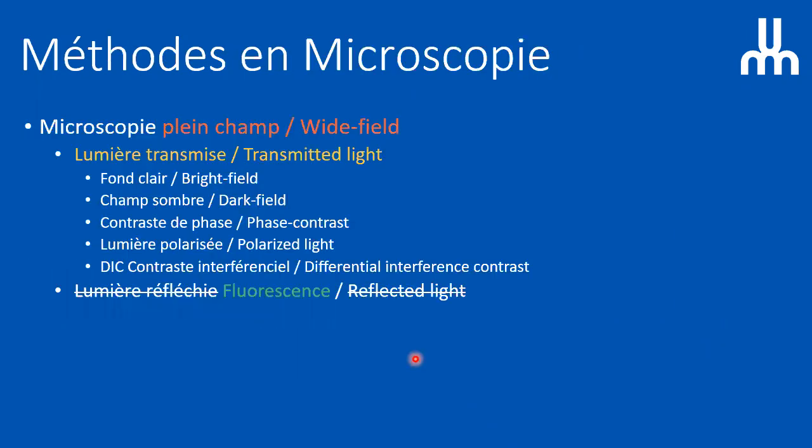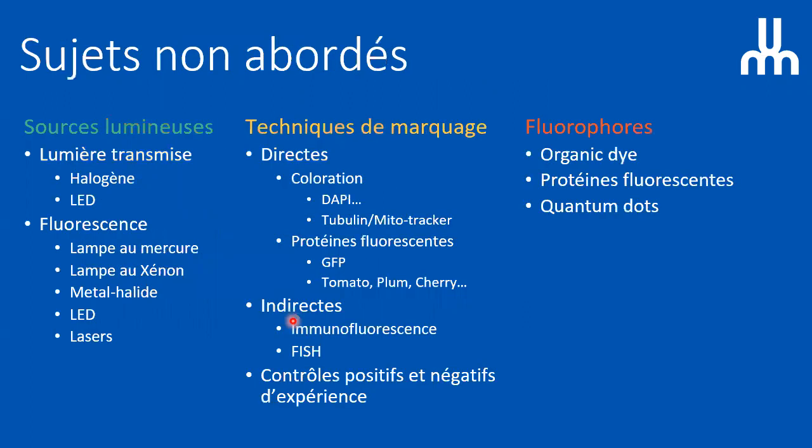That's how we end up with the wide field microscopy. So we did wide field microscopy, transmitted light with a lot of different contrast methods, and fluorescence. This is a very important part to give you really the basics of the microscopes. And now we're going to go into more details. There are a lot of things I didn't talk about. I didn't talk about light sources. There are different kinds of them, and they have different properties.